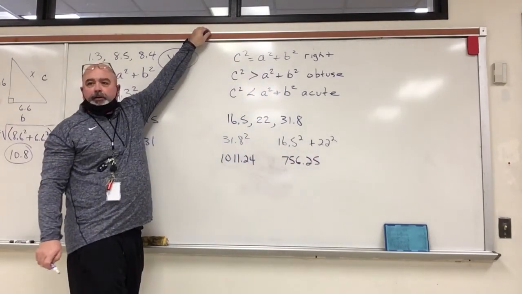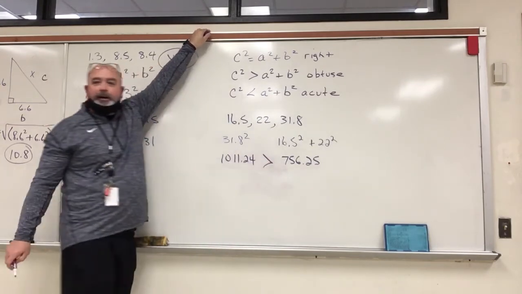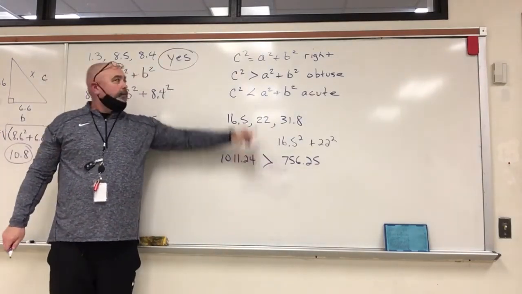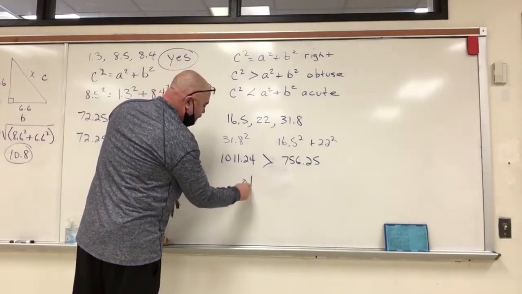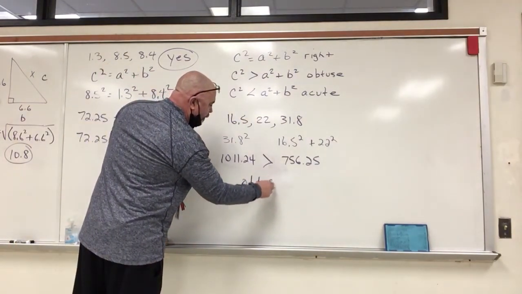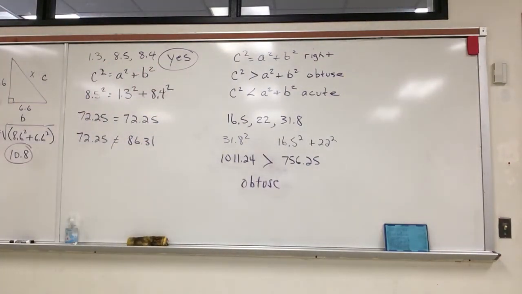Which number is bigger? The C. The alligator eats the big one, right? Which one is that, Matt? Obtuse. So guess what type of triangle we have here? We have an obtuse triangle. It's not a right triangle, it's an obtuse triangle.